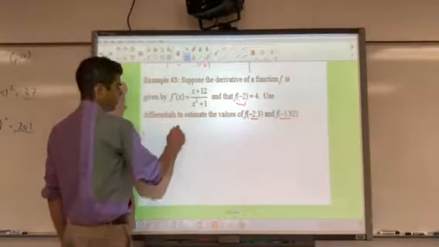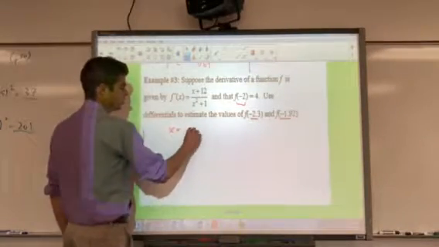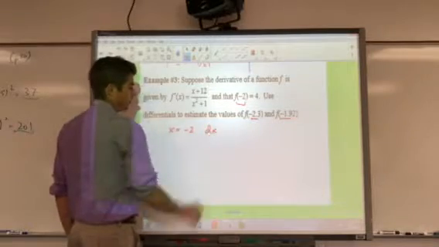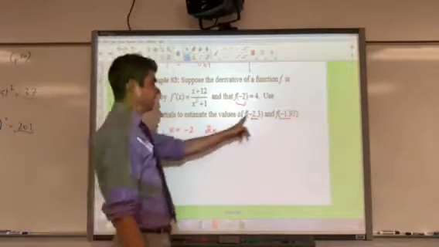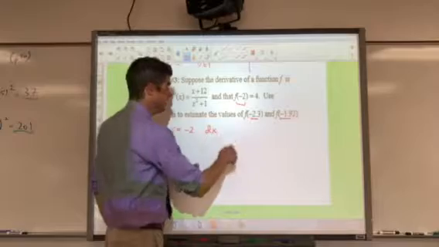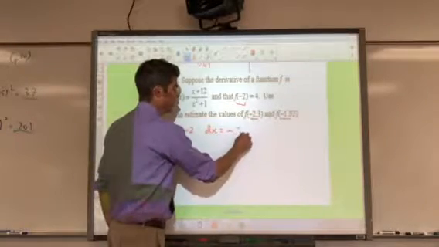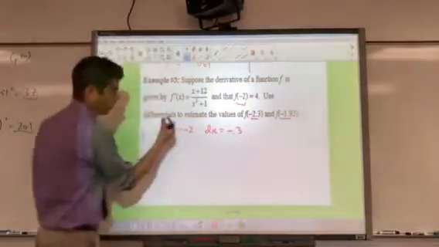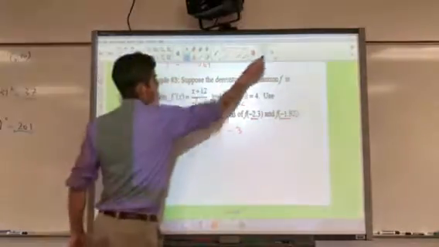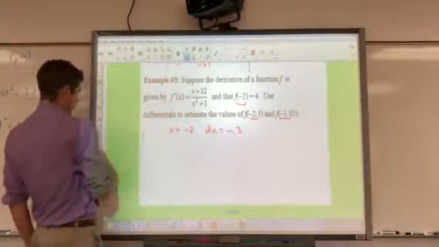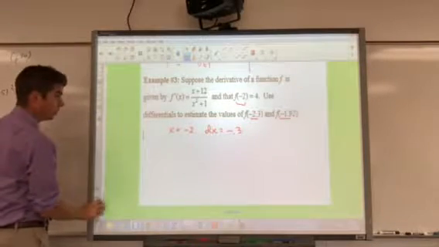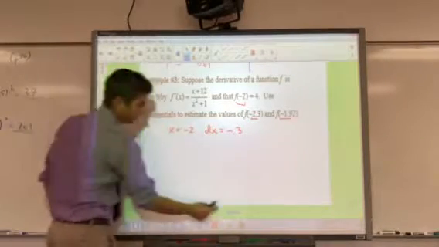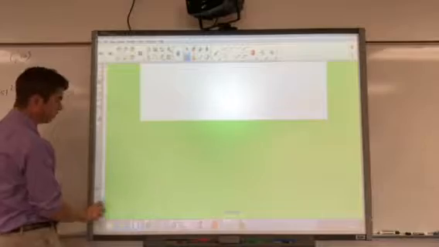So our x value is -2. We're deviating from -2 to get to -2.3. We're actually deviating by -0.3, right? It's smaller than the tangent line x value. So then, I'm going to use my differential formula. Oh, I'm within the page, that's fine. I'm going to use my differential formula.